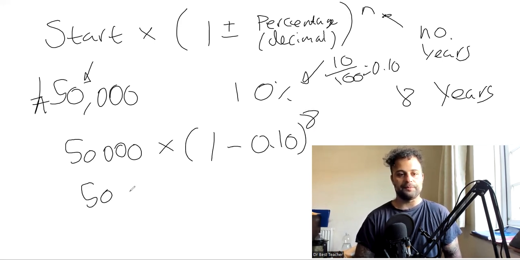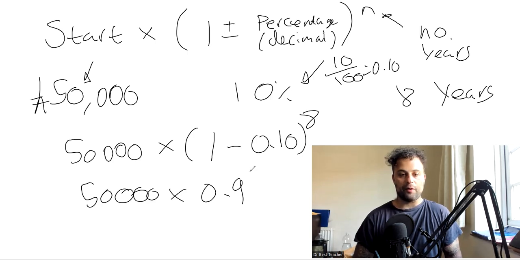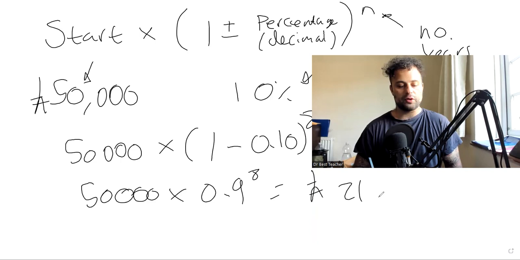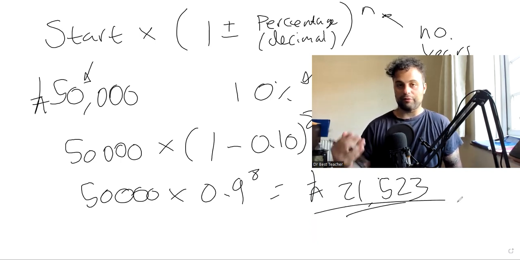So 50,000 times 0.9. Why did I write 0.8? Write 0.9 to the power of 8, and that will give me an answer of £21,523, and that is my answer.